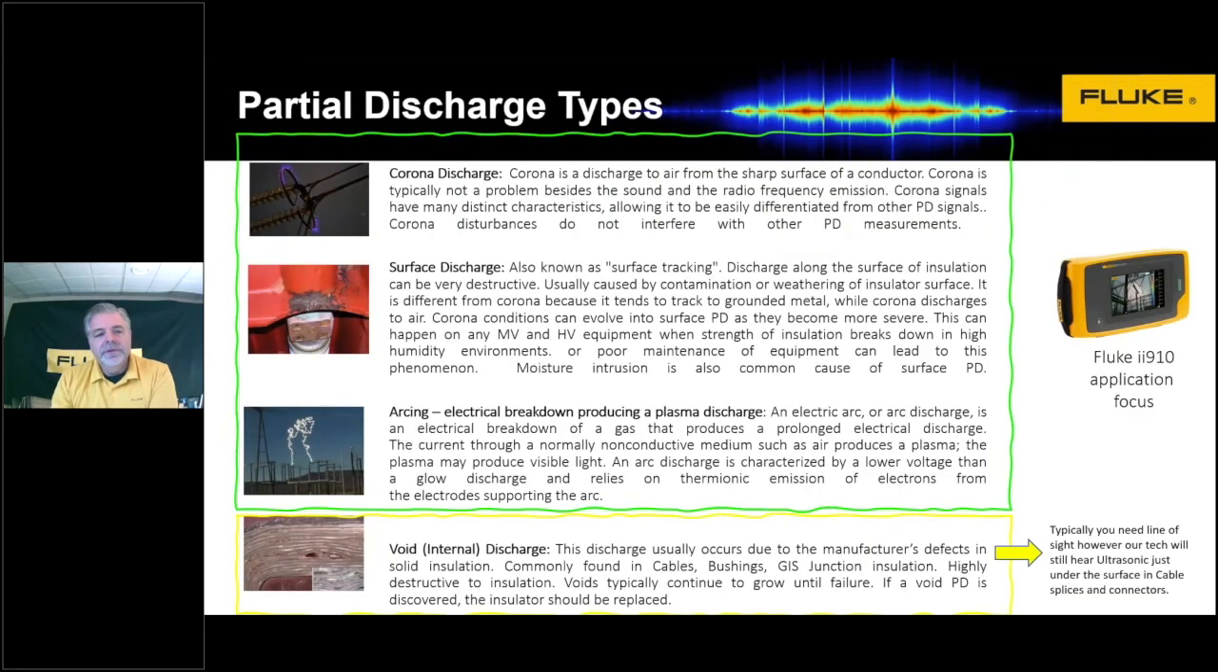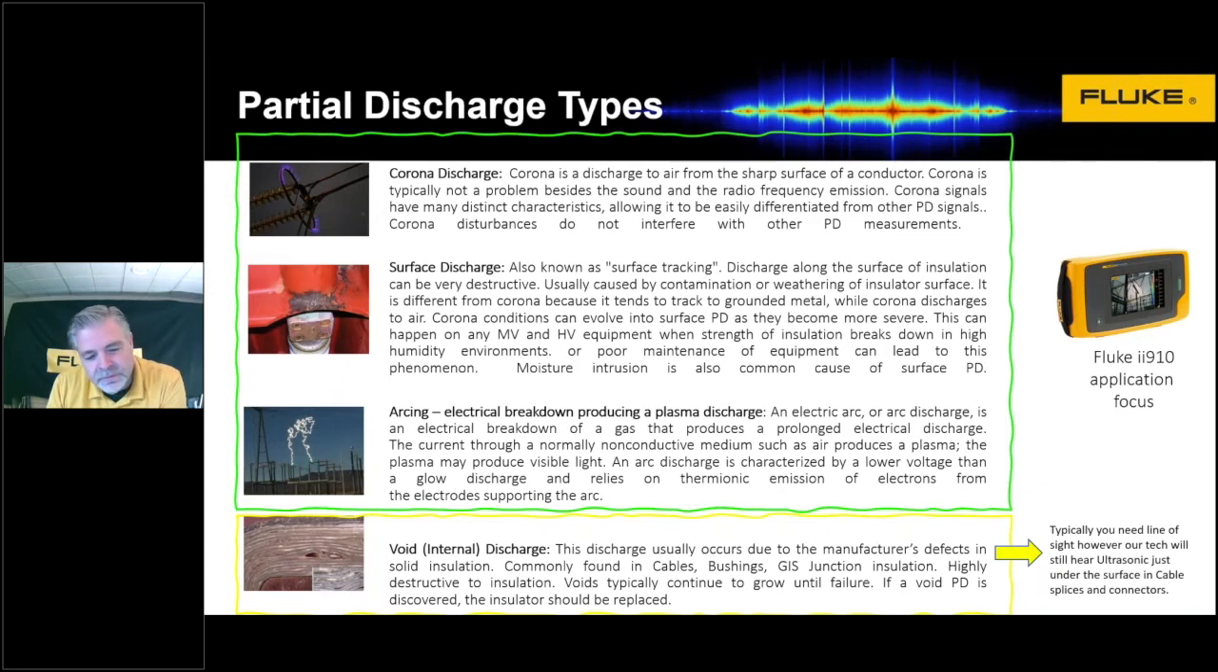So let's talk about the 4 different types of partial discharge. The corona discharge is where it discharges electrical energy into the air and creates ionization. We can see that, no problems. Surface discharge, as shown on that image there, is where you see tracking across the surface between two conductors or between what should be insulating material. And we can see that with the ii910, again, no problem. Arcing, that's a pretty obvious one, but we can see it as well.